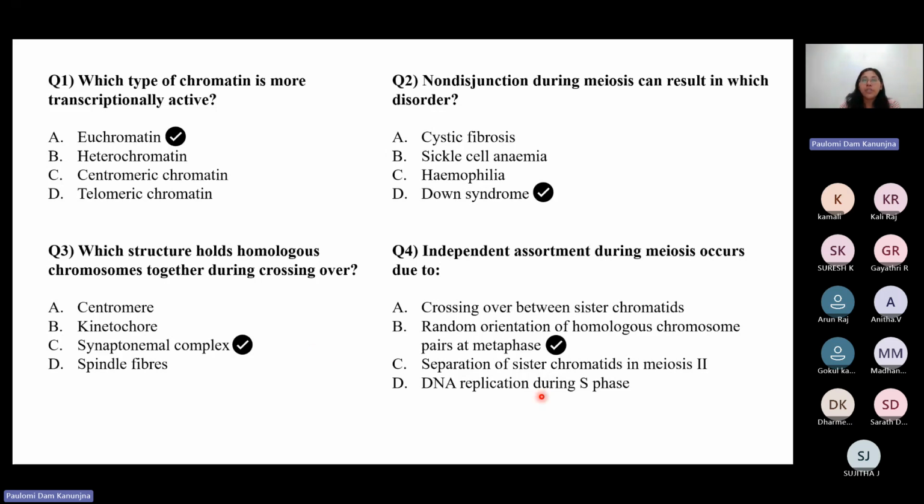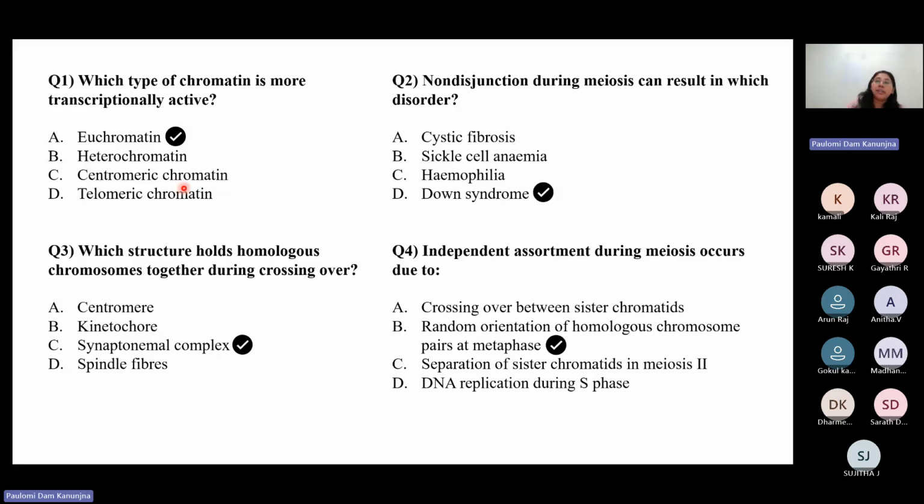Okay, which one is transcriptionally active? It's euchromatin. These differ basically depending on the packing of your histones and your DNA. So the one which is transcriptionally active is less compactly packed, because it has to be accessible to the other proteins.